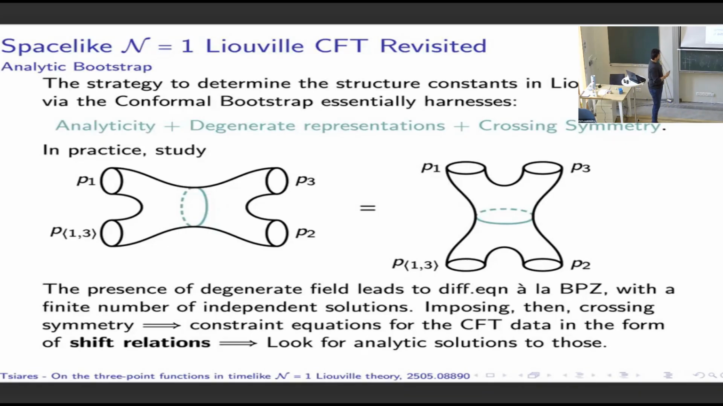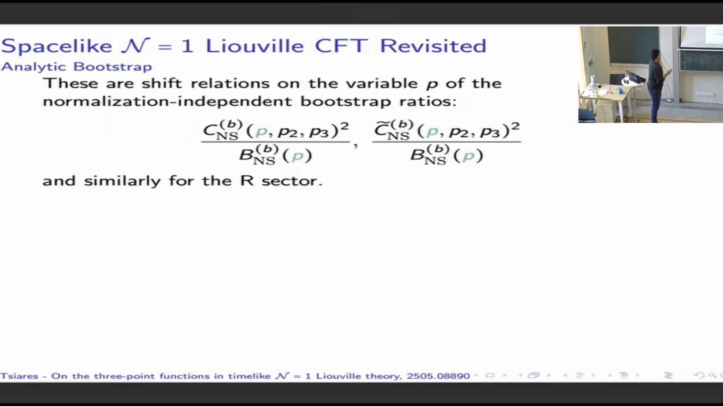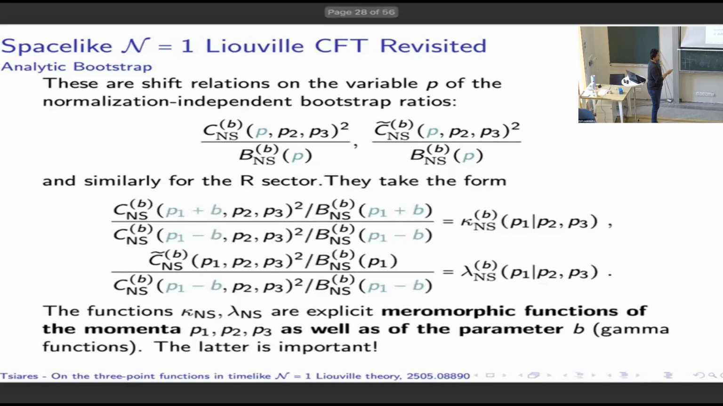Well, the recipe is kind of old by now, and it's pioneered by Teschner, which basically is using 3 ideas: the assumption of analyticity, the existence of degenerate representations, and crossing symmetry. So consider, for the 3-point function that you are interested in, an auxiliary 4-point function with an insertion of a degenerate field, and consider crossing symmetry of this 4-point function. Now, because of the presence of degenerate fields, this correlation function obeys a differential equation a la BPZ, which is a finite order differential equation with a finite number of independent solutions. So then if I expand this into conformal blocks in the 2 channels and use crossing symmetry, this leads to constraint equations on the CFT data, namely the OPE coefficients and the 2-point functions, which leads to these famous shift relations. So all we have to do is to look for solutions to these shift relations.